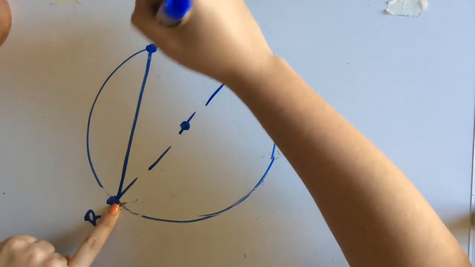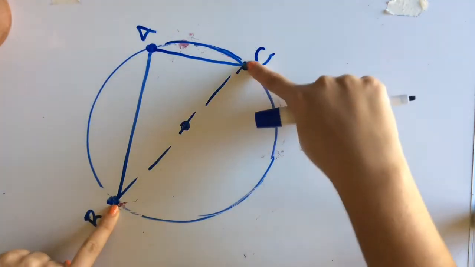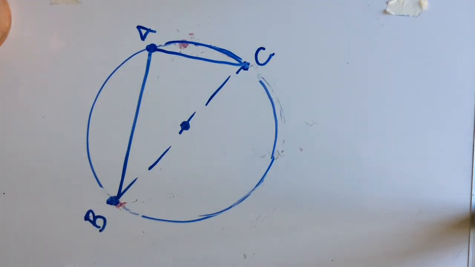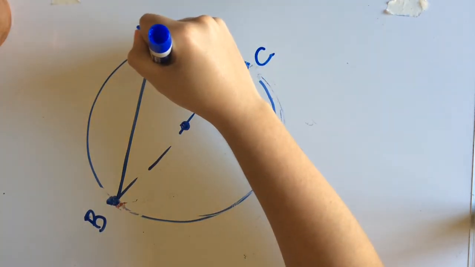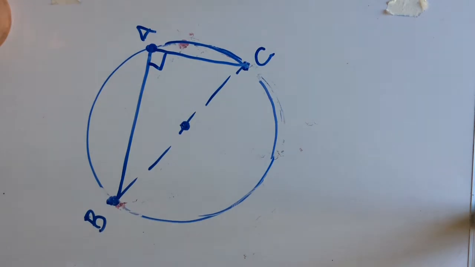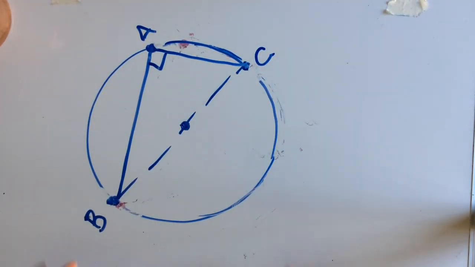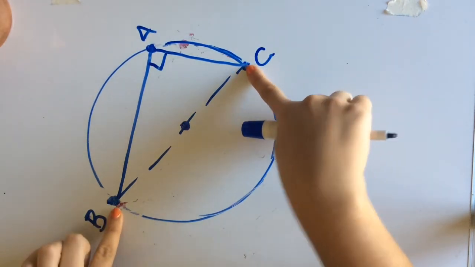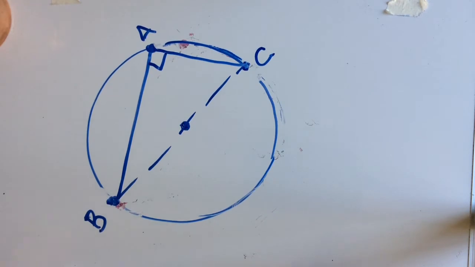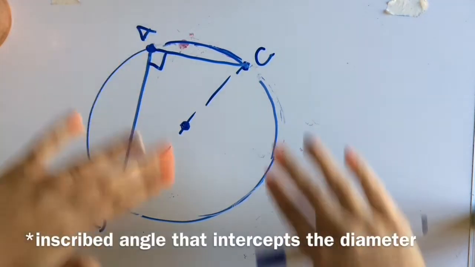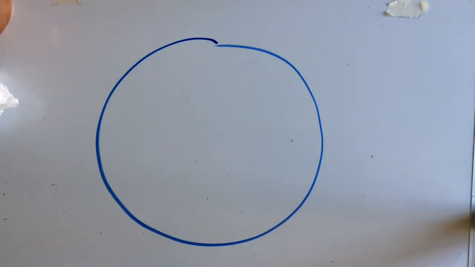So let's just say my intercepted angle A is right there, and the endpoints are where the diameter is. Then the measurement of this angle is 90 degrees, okay? Then angle BAC is a 90-degree angle because its endpoints are the same endpoints as the diameter. That is always the case for an intercepted angle that intercepts the diameter.